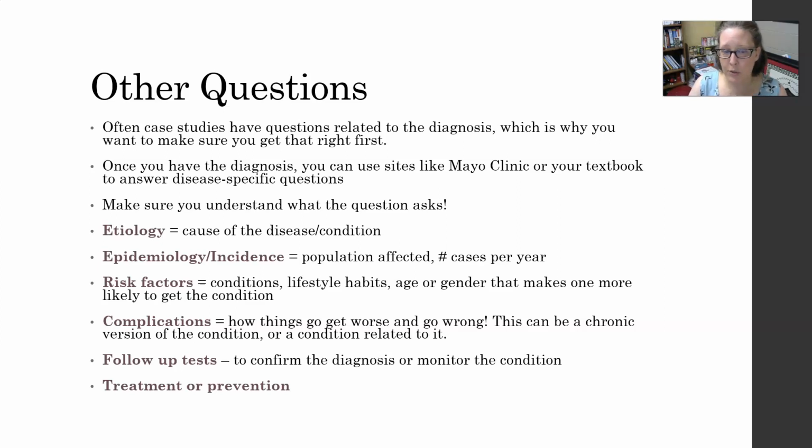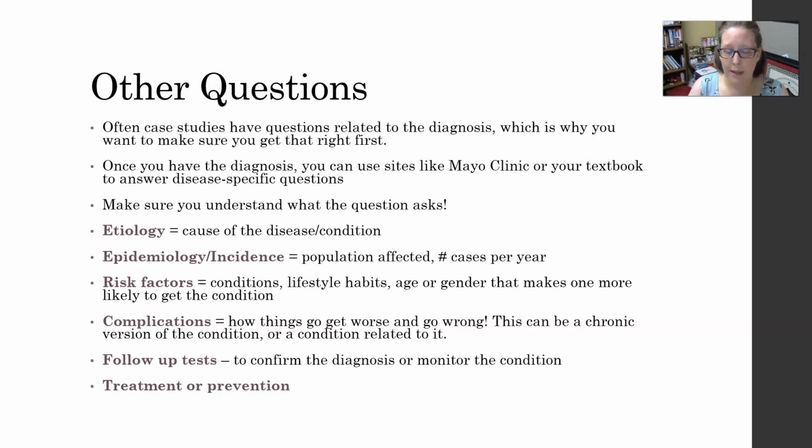But anyway, the way my students get this wrong is that they interpret risk factors as complications. They interpret that question as things you are more at risk of getting if you have the condition, and those are complications. So that's the big, usual mix up. Complications are basically how things can get worse and go wrong. So this can be a chronic version of the condition. If you have acute hepatitis B, you are at risk for getting chronic hep B. If you have hepatitis C, you are at risk for liver cancer, hepatocellular carcinoma, things like that.